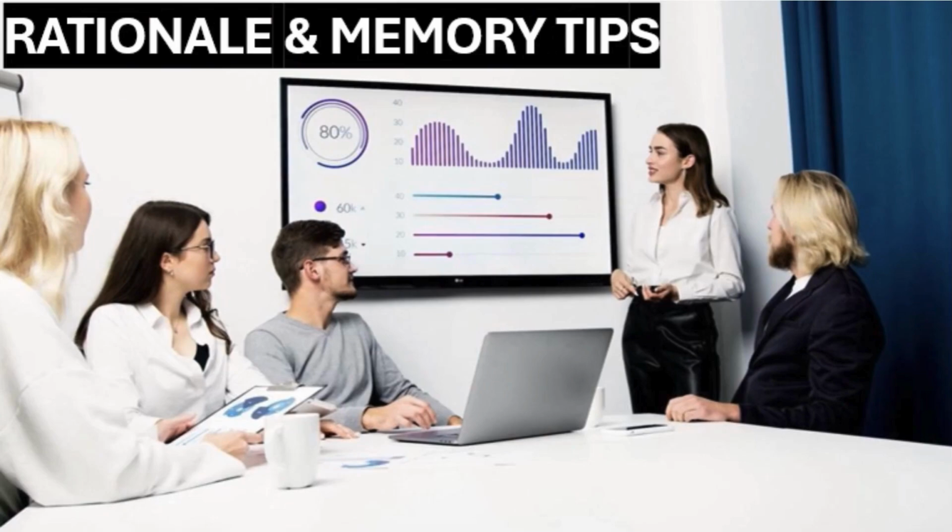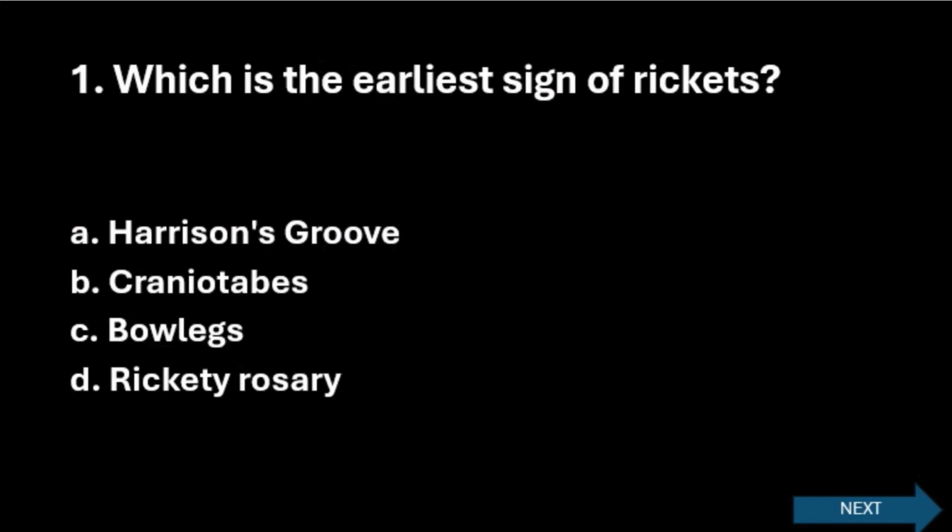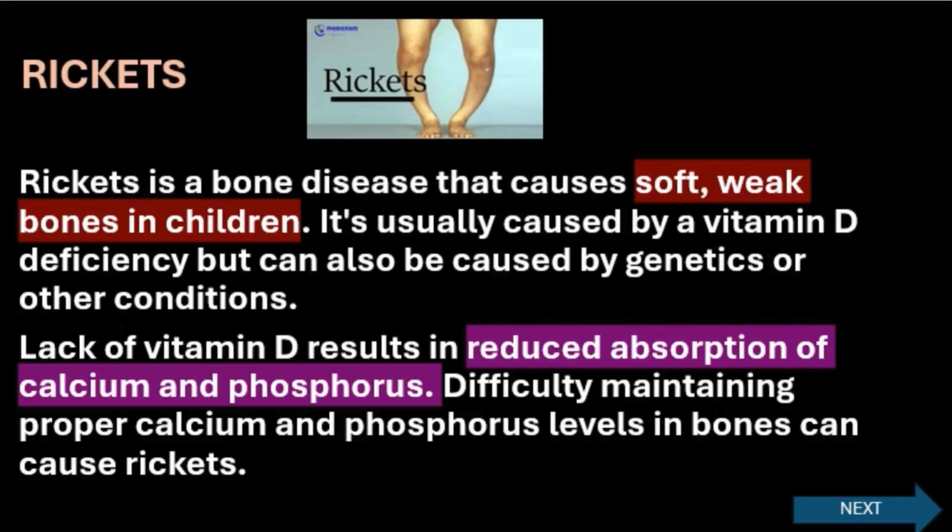We have already uploaded many mock tests and now we will go for its answers, rationale and some important memory tips. Let's go. The first question is, which is the earliest sign of rickets? Option A, Harrison's groove. Option B, craniotabes. Option C, bowlegs. Option D, rickets rosary. So the right option here is option B, craniotabes.